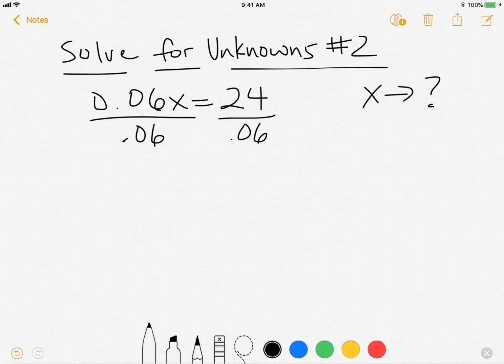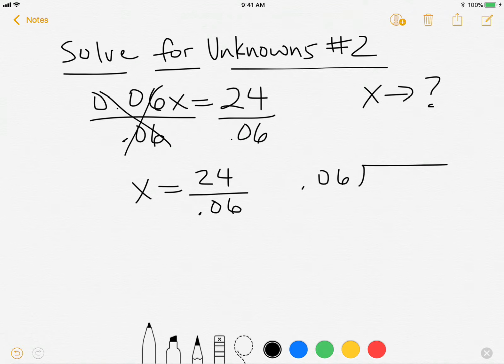So we've done that here. Well, we know that 0.06 divided by 0.06 is simply 1. Therefore, those two things cancel themselves out, and x is equal to 24 divided by 0.06. Now, if I don't want to do that math in my head, I can come right over here and do it as a long division problem.